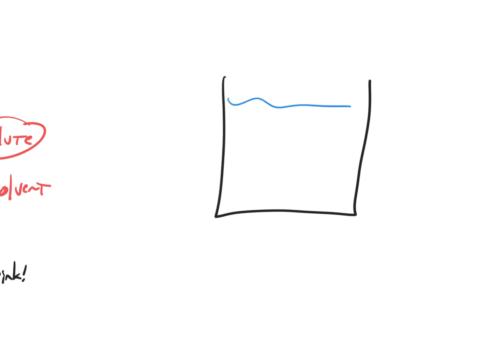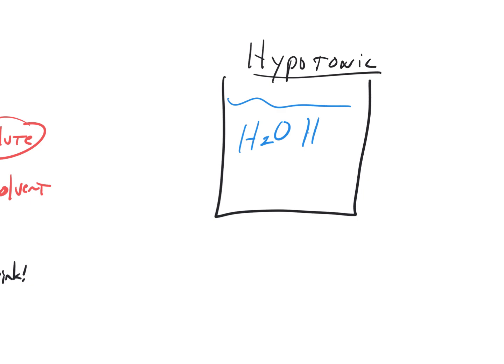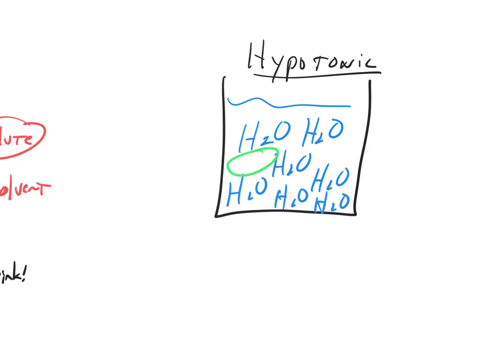Final situation is, what about a solution that's hypotonic? Now, hypo means under, right? Hypo, under, below, less than, something like that, hypotonic. So this is going to be pretty much pure solvent. So in this case, lots and lots of water. Let's get our cell in there. There are still a few bits of solute. You can almost never make a purely hypotonic solution. There's some solute in there.